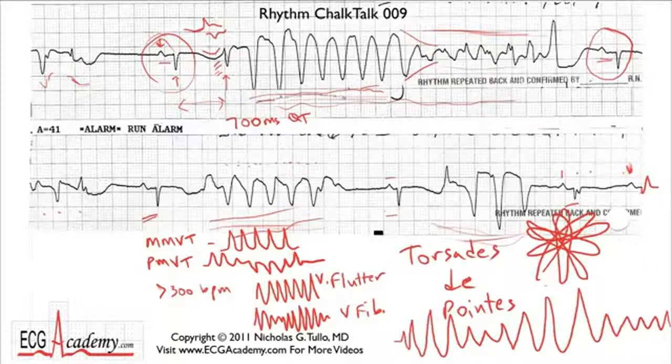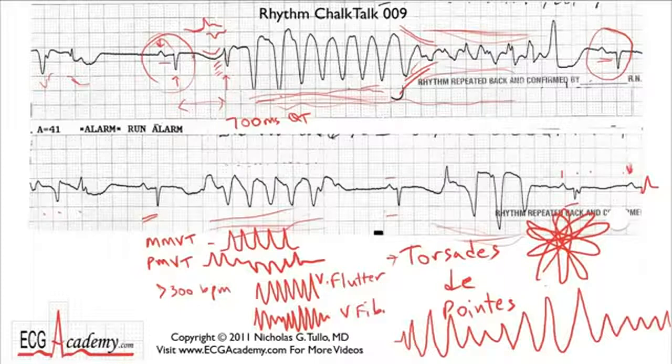Even though it looks fairly monomorphic in the beginning, clearly the morphology changes, and what's happening is the axis changes, and that makes the QRS much larger initially in this ECG lead, but then when the axis shifts, suddenly the QRS gets much smaller because it's going to be bigger in a different lead, right? So you get this polymorphic non-sustained VT. It can become sustained, and it can sometimes degenerate into ventricular fibrillation. Torsade can.